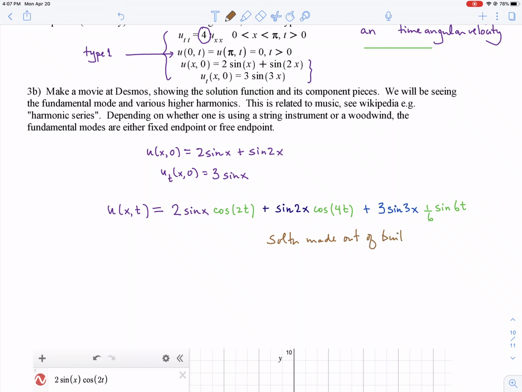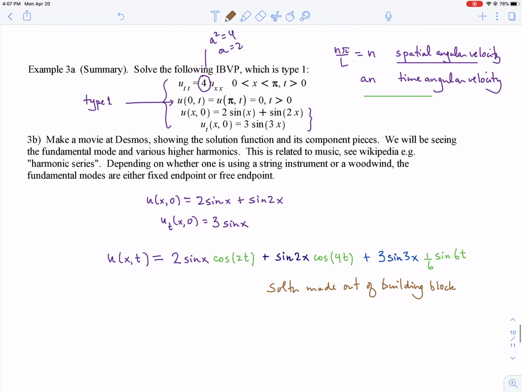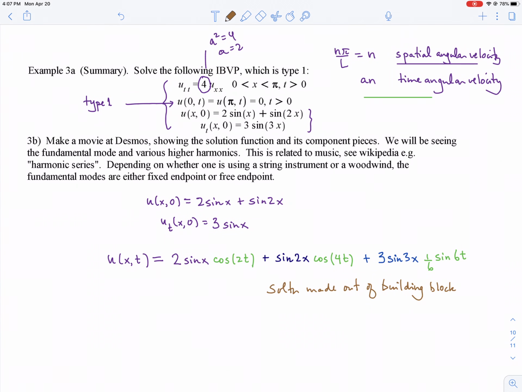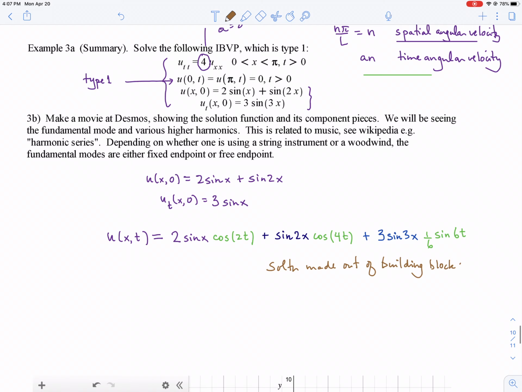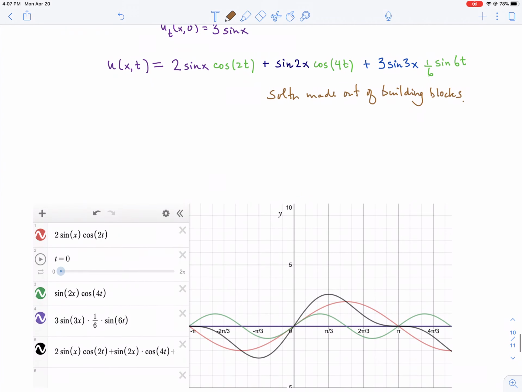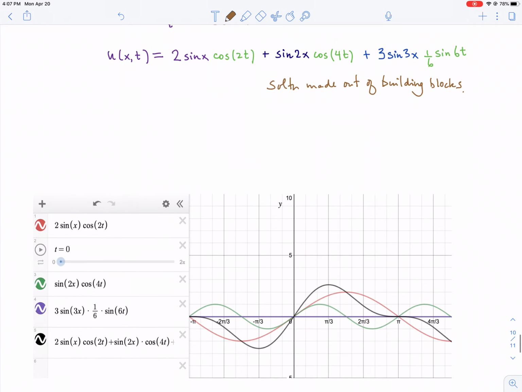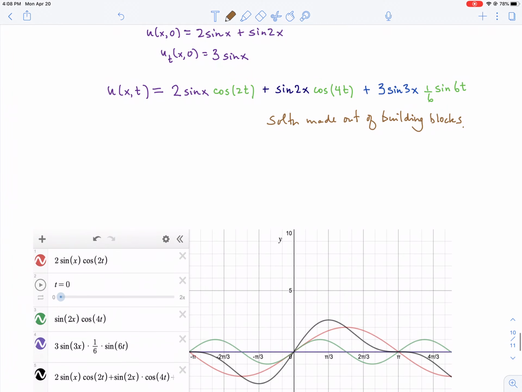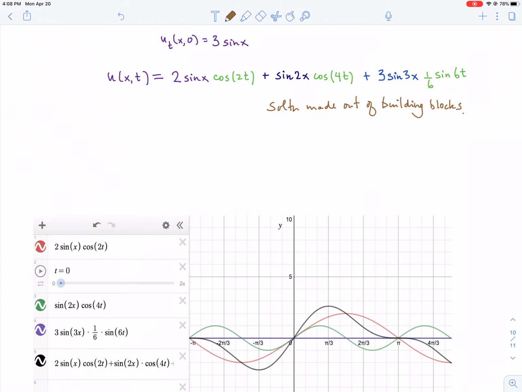A lot of your homework is just like that. Please don't recompute the Fourier series if you've already got the right Fourier series, and it's a finite sum right there. Okay, so in a sec we'll go to Desmos, and we'll look at the pieces that this u of x,t is comprised of.